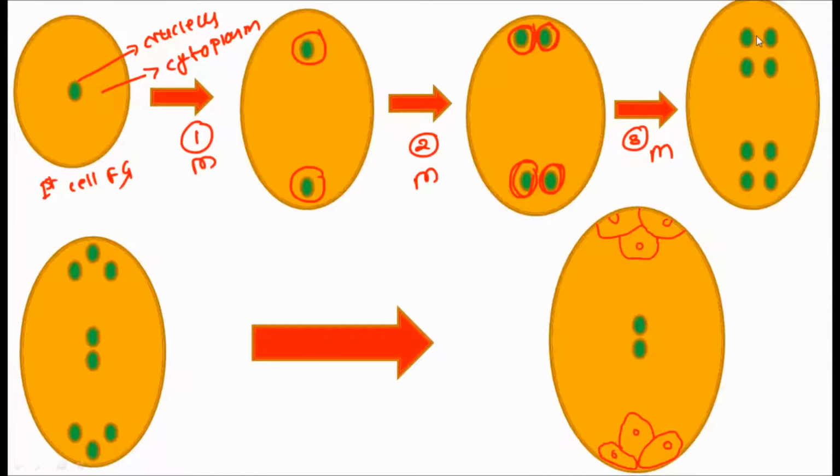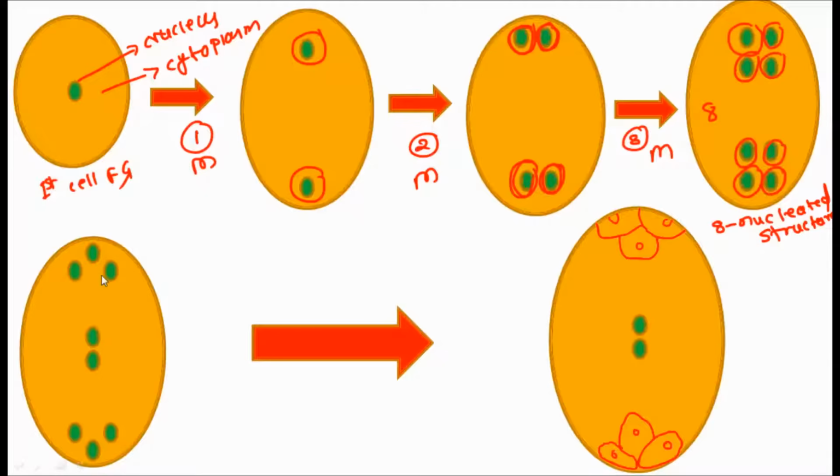Then in the third mitotic division, these four nuclei divide to form 8 nuclei. Now, inside the nucellus, we have the 8 nuclei here, right? So, at the end of the third mitotic division, we found the 8 nucleated structure. Now, this 8 nucleated structure again goes through certain changes.